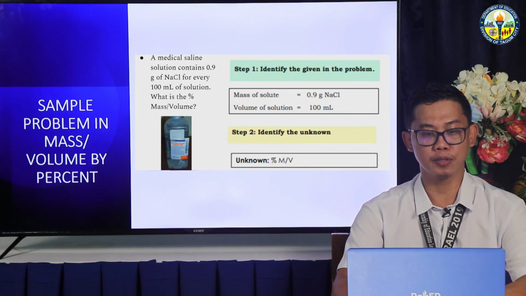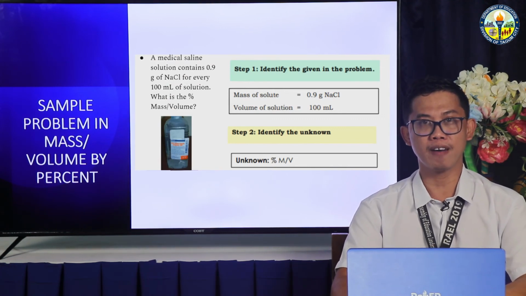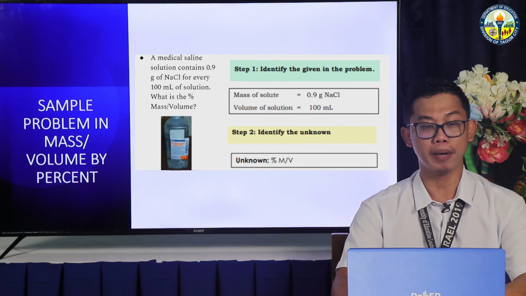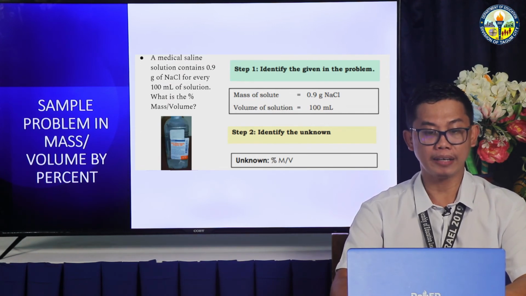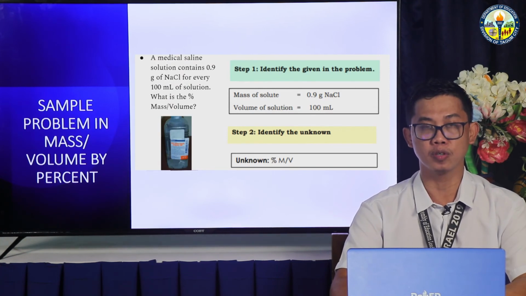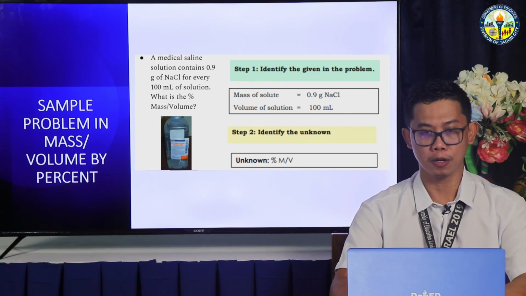Another example problem in combination, percent by mass per volume. A medical saline solution contains 0.9 grams of sodium chloride for every 100 ml of solution. What is the percent by mass per volume? Step 1. Identify the given in the problem. That is, the mass of solute is 0.9 grams of sodium chloride and 100 ml of solution, respectively. Step 2. Identify the unknown, which is percent by mass per volume.